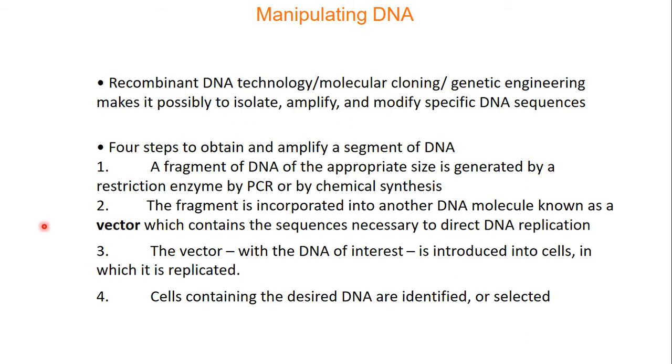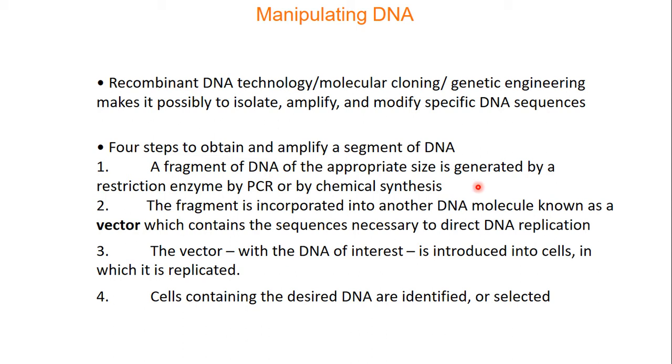So just to begin with, if we want to use recombinant DNA technology, which is also called molecular cloning, which is also called genetic engineering, we basically have 4 steps to do. And these 4 steps are, we need to get a pure sample of DNA, our target, and we need to amplify it. And we're going to talk about how we do that using restriction enzymes and PCR.